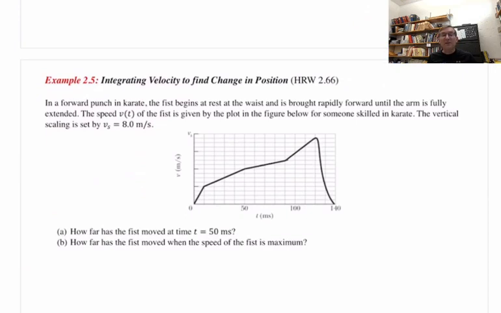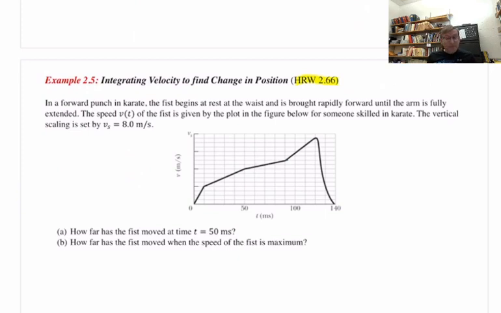This is our fifth example in chapter 2, so it's example 2.5. And it involves integrating velocity to find change in position, what I was just talking about in the previous slide. And I am doing now for you a particular problem taken out of your textbook, Fundamentals of Physics. HRW is Halliday, Resnick, and Walker, the authors' initials. And it's problem number 66 in chapter 2. It's an application of physics to a real-world scenario. And it goes like this.